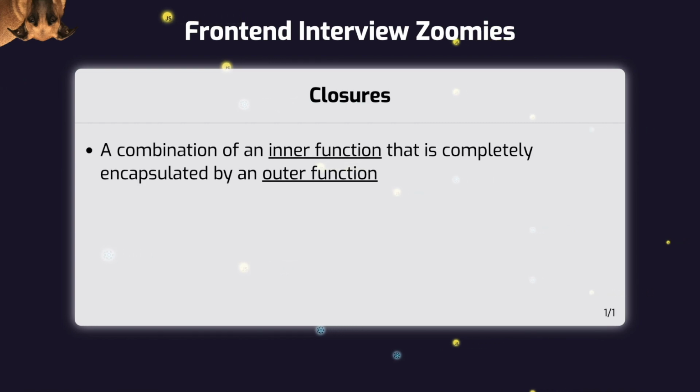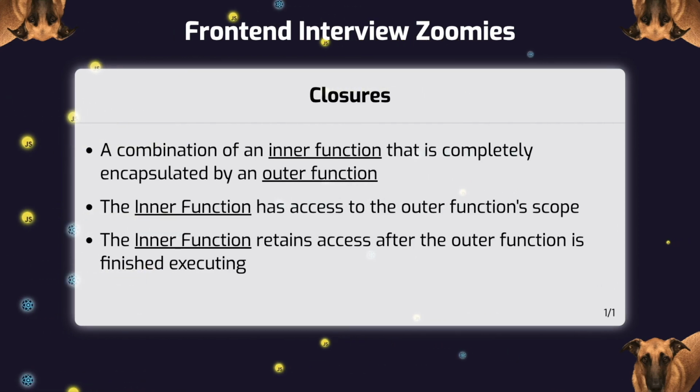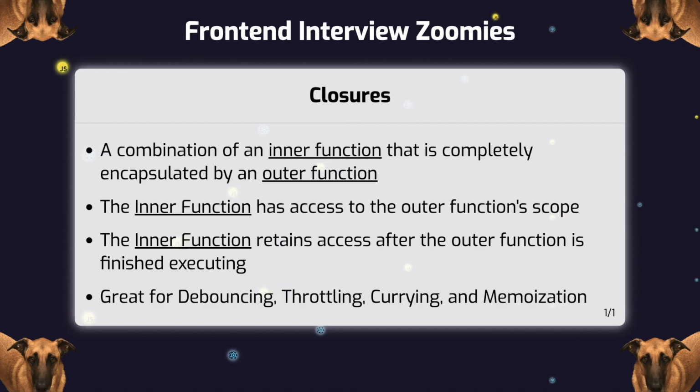But what is really useful with closures is that the inner function has access to the outer function's scope. So it can have access to a variable declared inside of the outer function, or even variables outside of the function in the global scope. It retains this access after the outer function is finished executing. And closures are great for data encapsulation, callbacks, throttle, debounce, currying, and memoization functions, just to name a few.